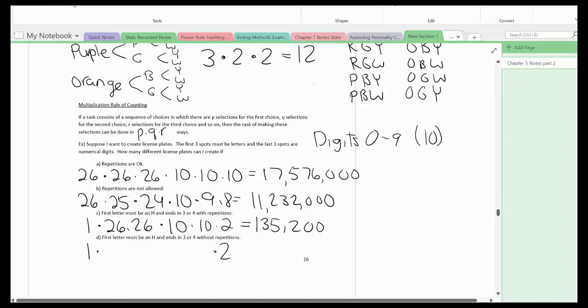Now, I can't pick H again, so it's 25 possible letters. Let's say I pick I, now I only have 24. Now, remember, I'm only picking a 3 or a 4. Let's assume in this case I pick a 3. I have 9 digits to pick from. Now, let's say I pick 1. I now only have 8. Multiply, you get this.